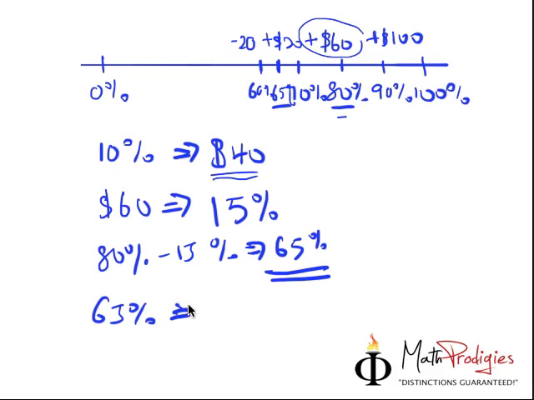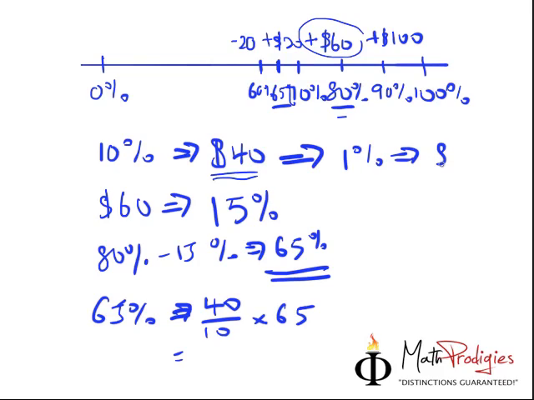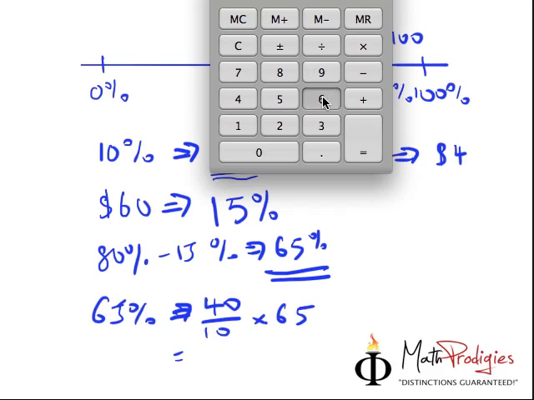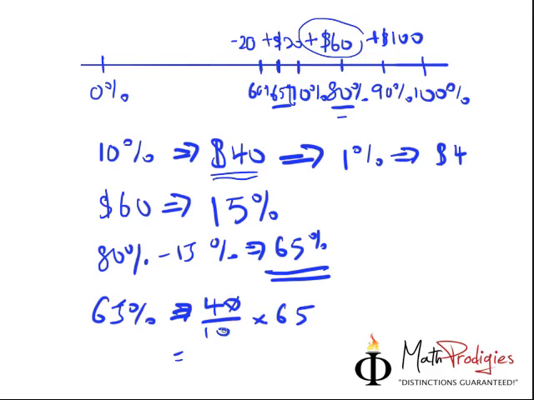So 65% is equal to how much? If 10% is equal to $40, that means $40 divided by 10 units times 65. Or another way, if you don't know how to do this: 10% equals $40, so 1% equals $4, because 40 divided by 10. So 65% gives me 4 times 65, which is 260. Same thing, so the cost price is $260.